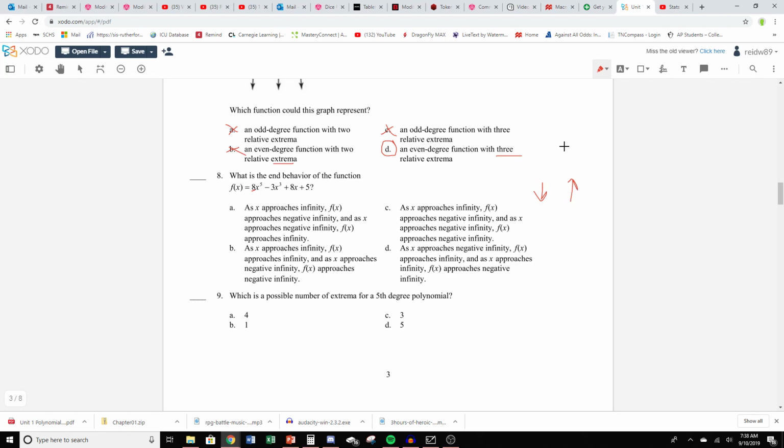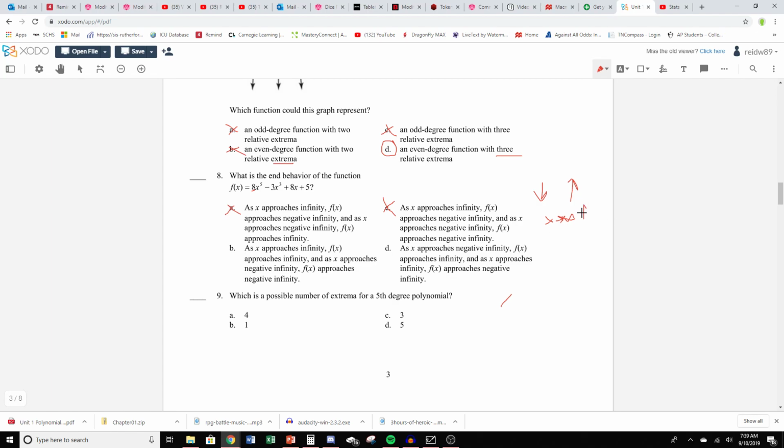As x approaches infinity, so I'll write over here, as x goes to infinity, so that means this right side over here is infinity. f of x approaches negative infinity. Well, that's not true because we said it is going up. So we're going to get rid of that. Look at this other one. x approaches infinity, f of x approaches negative infinity. Nope. We just said that's sort of the same thing. So here we go. As x approaches infinity, f of x approaches infinity. That's true. So that part's good.